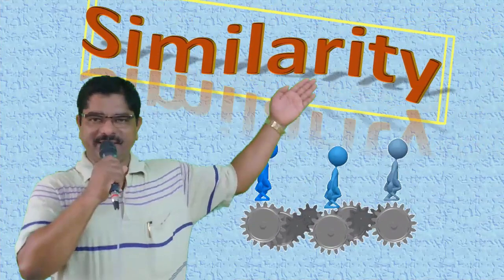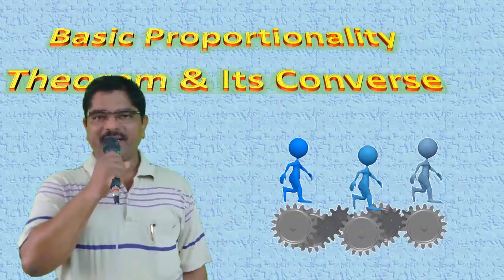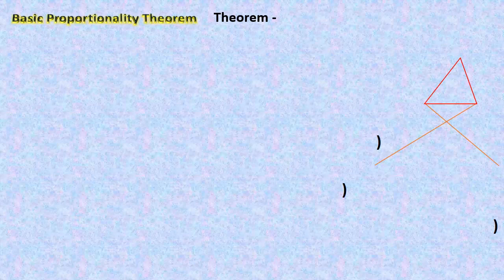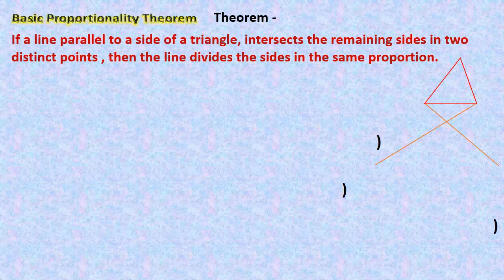Chapter name is similarity. Today we discuss the basic proportionality theorem and its converse. The theorem is: if a line parallel to a side of a triangle intersects the remaining sides in two distinct points, then the line divides the sides in the same proportion. In the solution, there are four parts.